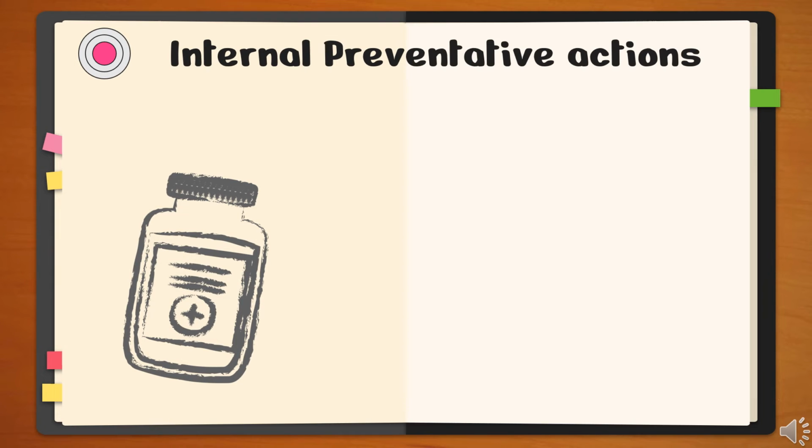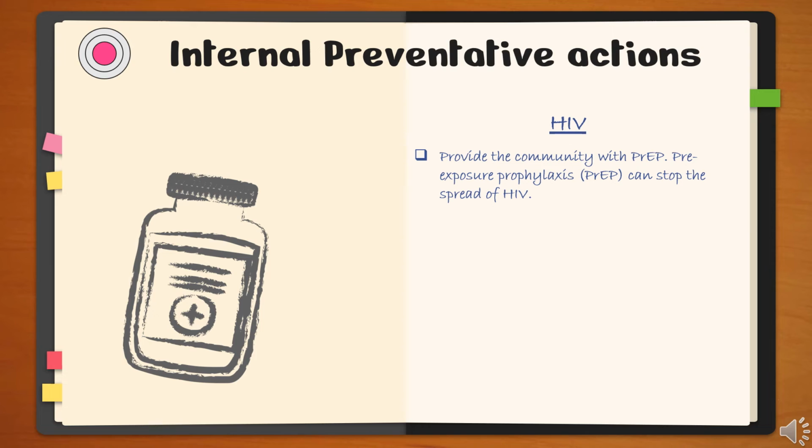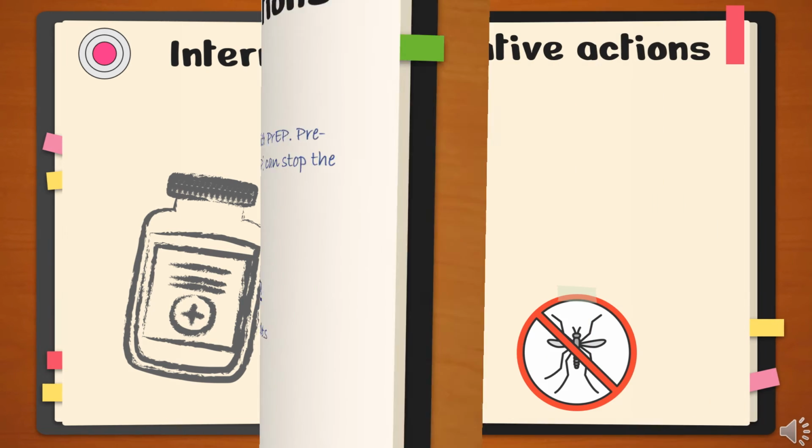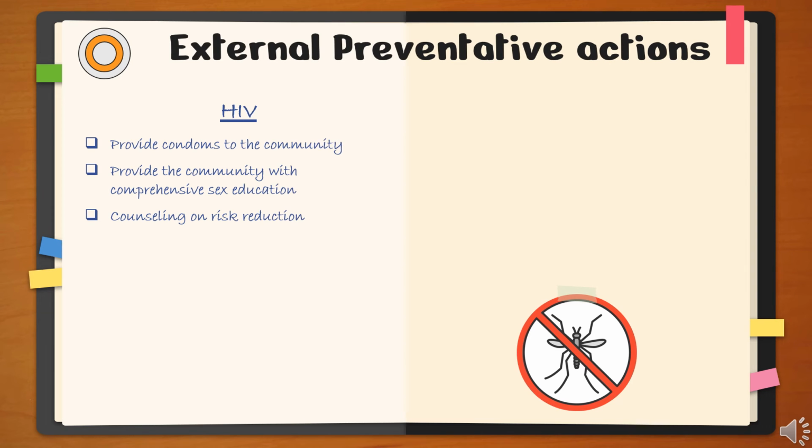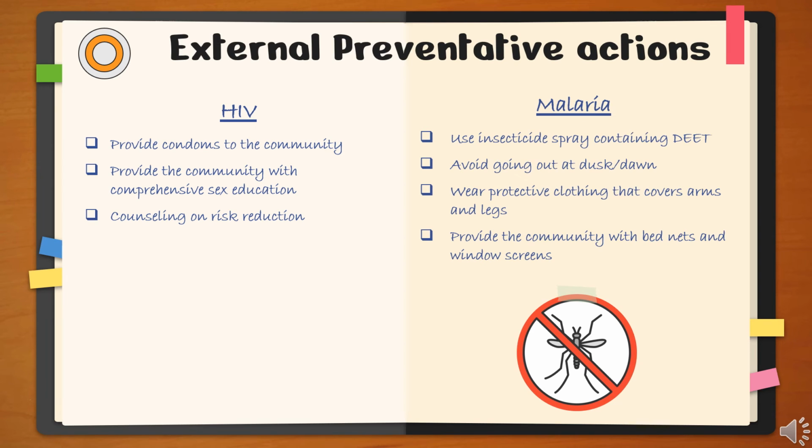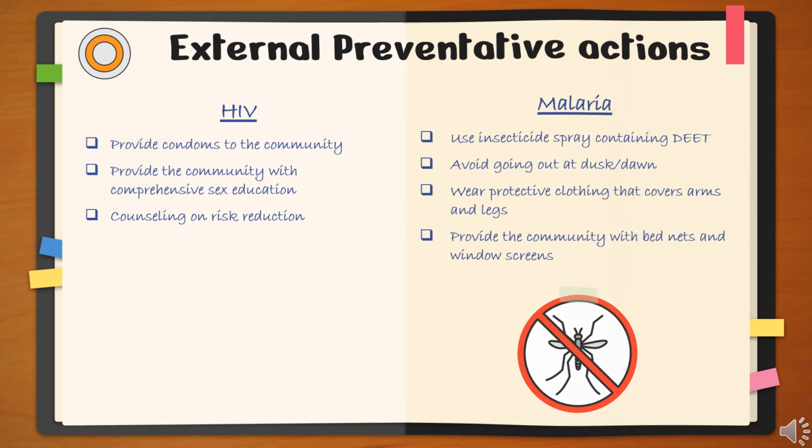We will now be looking at the preventions of HIV and malaria on an internal level. For HIV, we can provide the community with pre-exposure prophylaxis, which can stop the spread of HIV. For malaria, we can provide anti-malarial tablets. Prevention on an external level for HIV includes providing condoms, providing the community with comprehensive sex education, and counseling them on risk reductions. For malaria, it includes the use of insecticides, avoiding going out at dusk and dawn, wearing protective clothing, and also providing the community with bed nets and window screens.